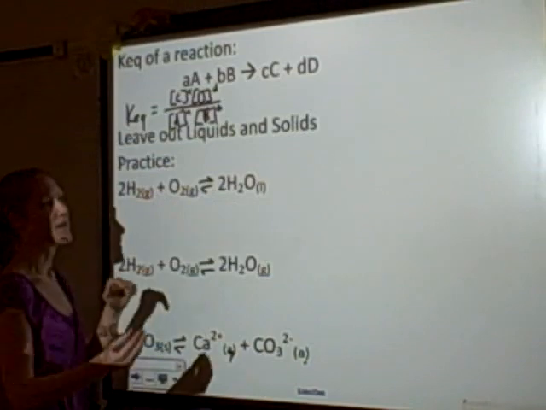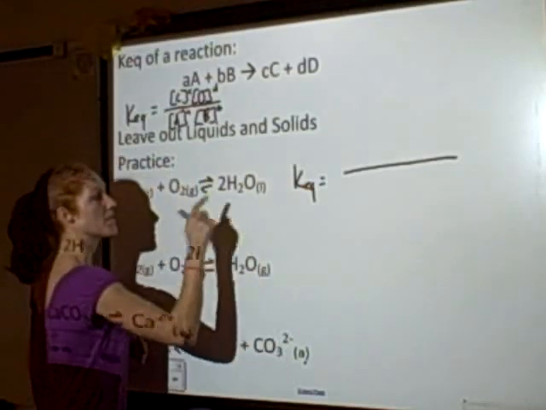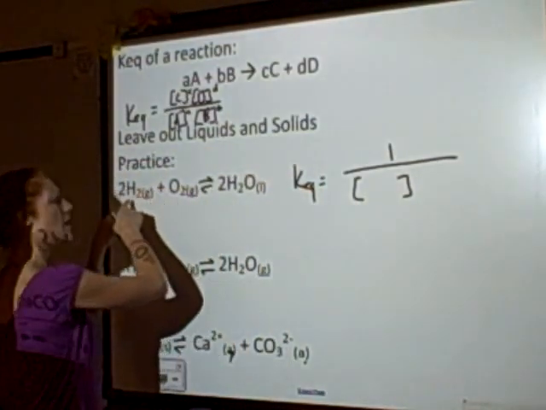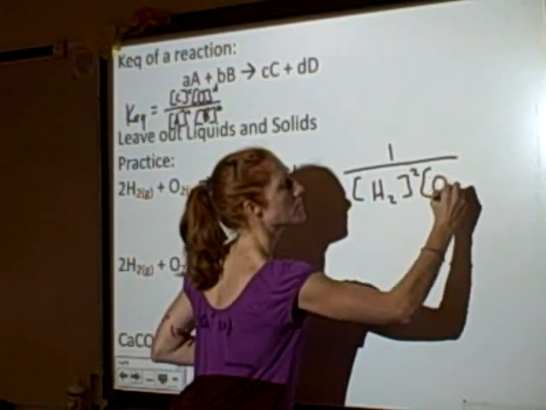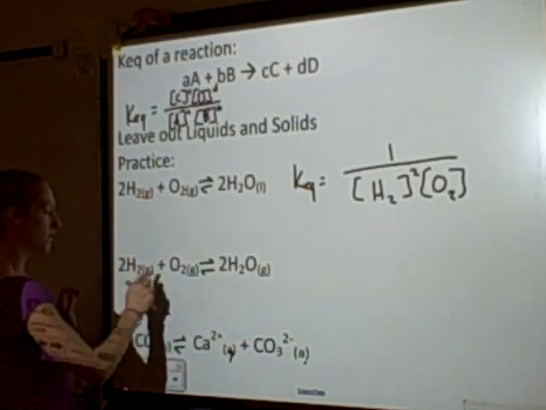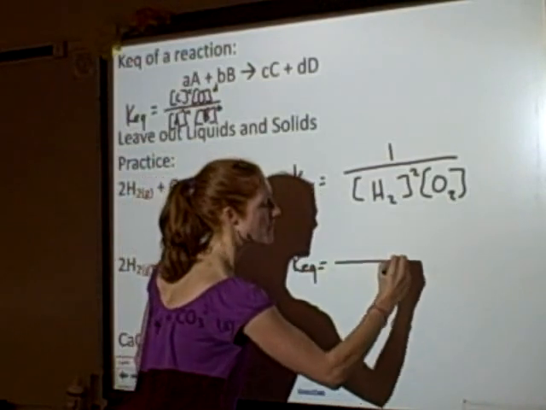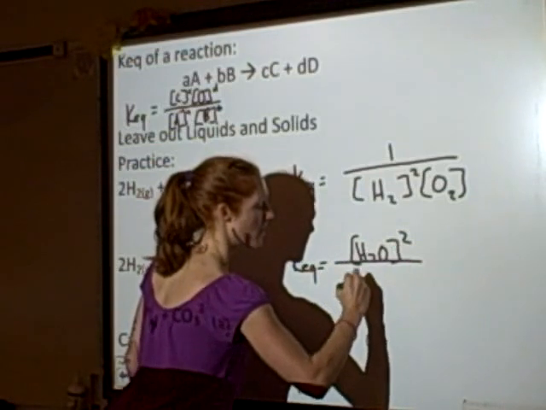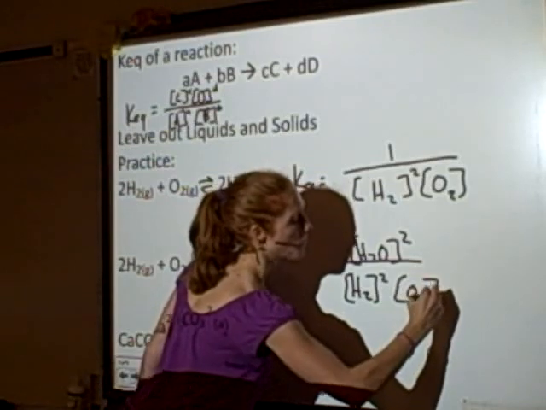So if I'm going to write KEQ for this, I do my products over my reactants, but I'm going to leave this liquid out. So instead of putting H2O to the power of 2, I'll just put 1. And then H2 is going to be squared, it's raised to its coefficient, and O2 raised to its coefficient 1. The KEQ for this has all gases, so I get to put them all in. By the way, I can only use gases or aqueous things because I said solids and liquids are left out. So this is H2O raised to its coefficient, and hydrogen raised to its, and oxygen raised to its coefficient, 1.